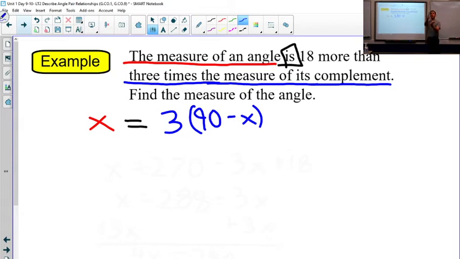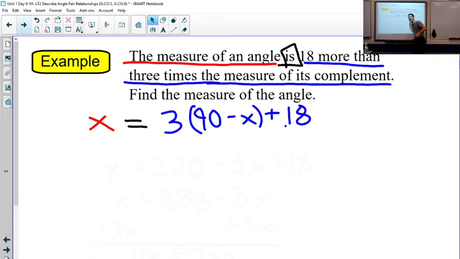Wait, I don't just want 3 times the complement. I also want 18 more than 3 times the complement. So 18 more is going to be adding plus 18. So there's our equation. We have 18 more than 3 times the measure of the complement. So work yourself backwards if there's a lot going on, and then read it back to yourself and see if your equation matches what you're reading.